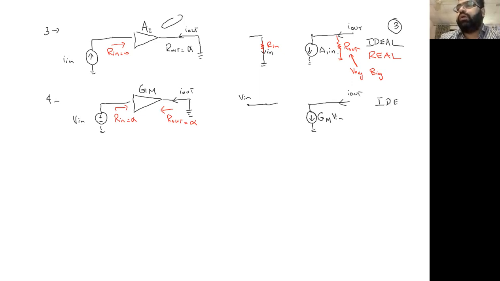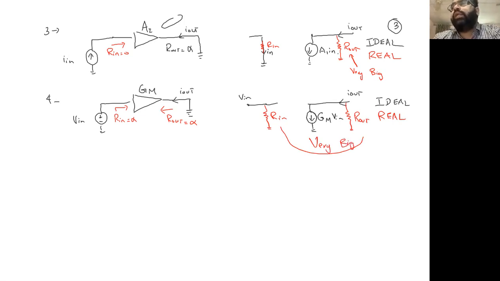What will happen in the real case? In real, both will have a very big impedance. In real, we will have a parallel impedance here, R out, and a parallel one here, R in. And both of them should be very big. Whenever we are assuming an ideal impedance in parallel, that should be very big. Whenever we are talking about series, this should be a very small resistance. Okay? So that's the whole idea.